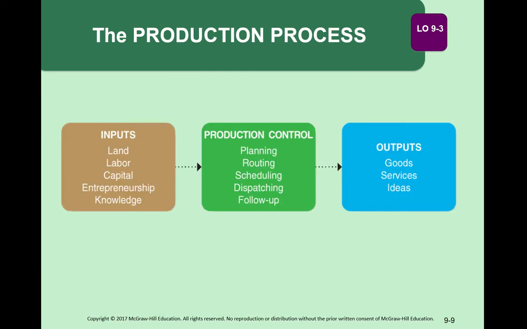All right, what is the production process? Well, that's when you take your 5 inputs, either land, labor, capital, entrepreneurship, or knowledge, or a combination of them. You produce them, and then you get your output, which is goods, services, and even ideas.